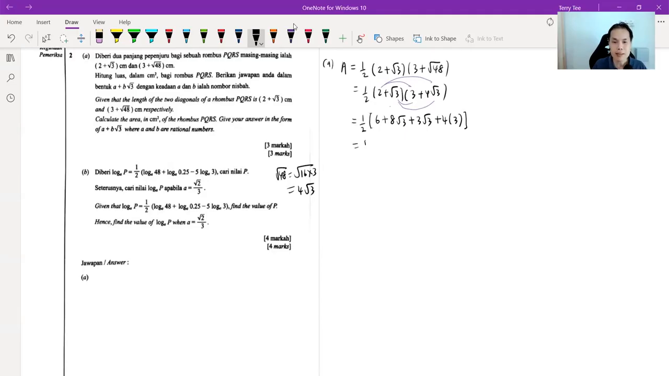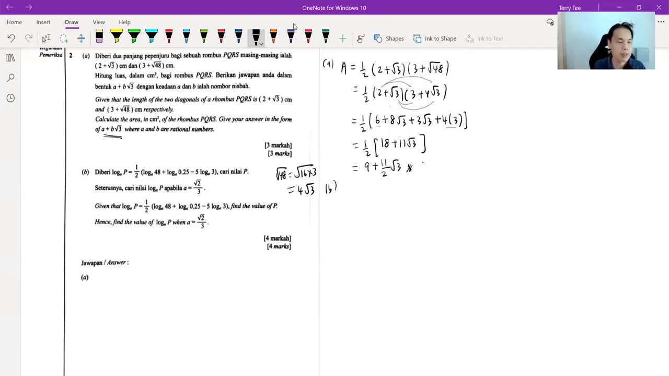Let's simplify this. This will be half of, what I have here is 6 plus 12, which gives us 18. And then 8 surd 3 plus 3 surd 3 is 11 surd 3. We have to give our answer in the form A plus B surd 3. So as I multiply inside by the half, I get 9 plus 11 over 2 surd 3. All right, that is only the first part.